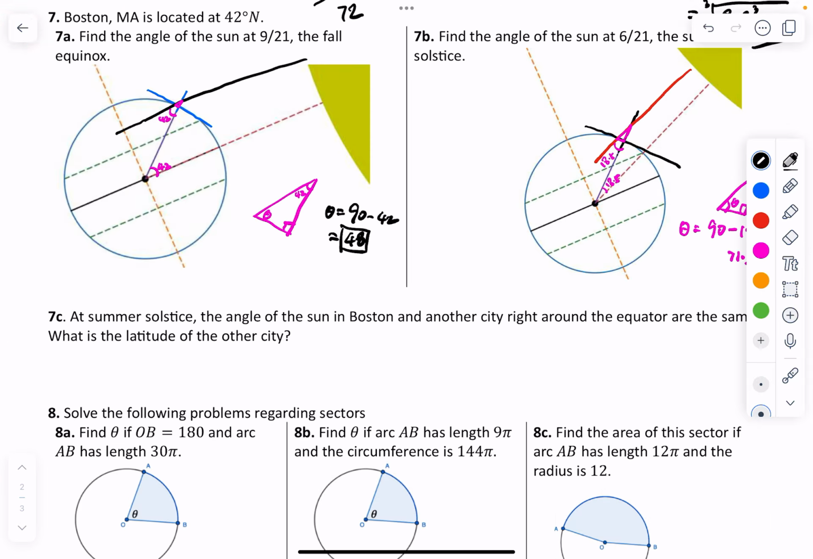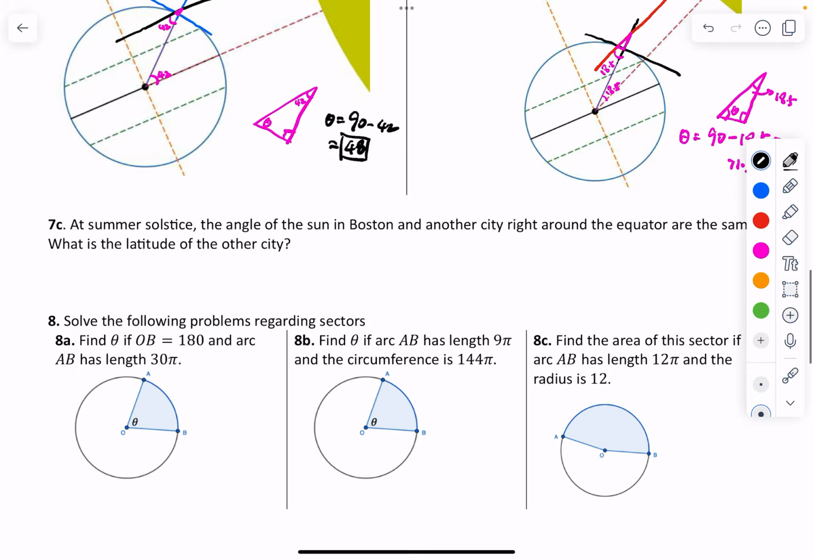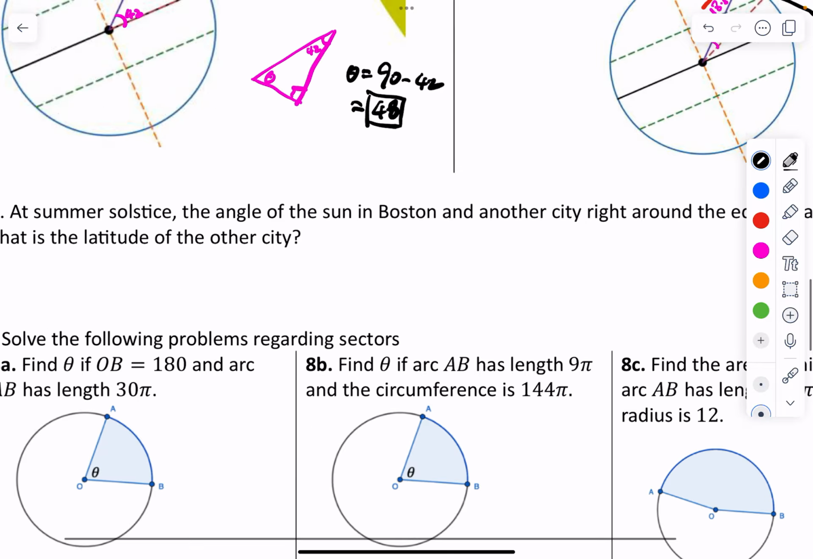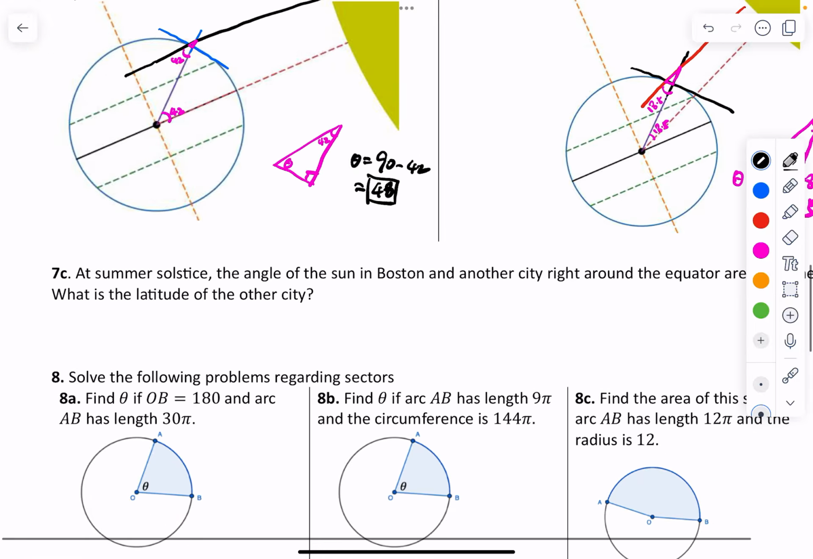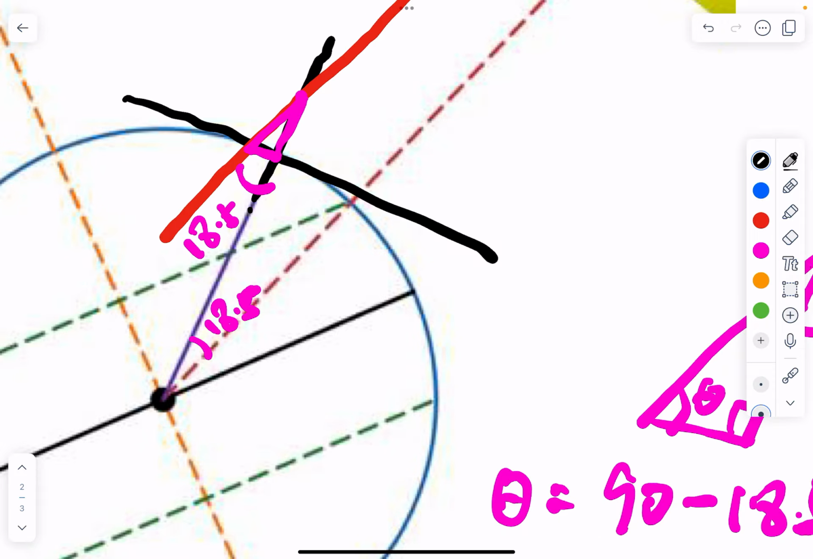Okay, last problem. At summer solstice, the angle of the sun in Boston and another city right around the equator are the same. What is the latitude of the other city? So if we kind of go back here, why would the angle between Boston and another city be the same? Why would this angle be the same?